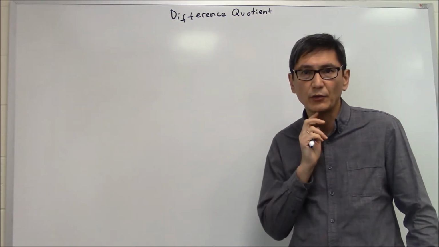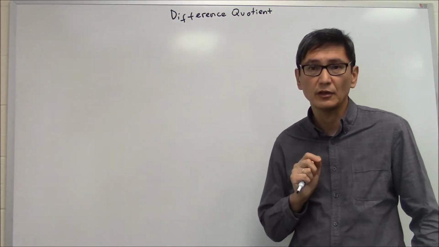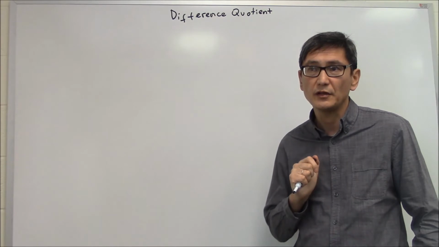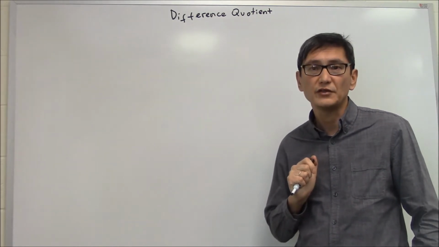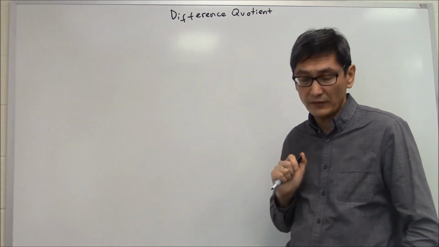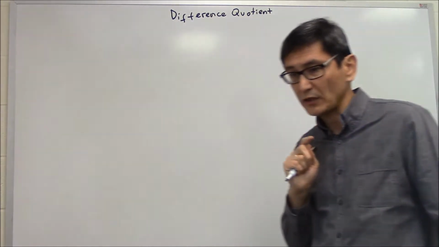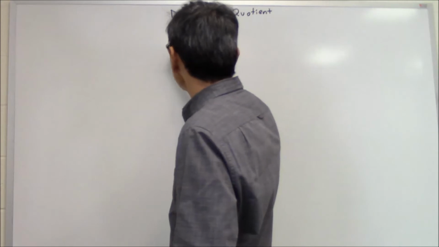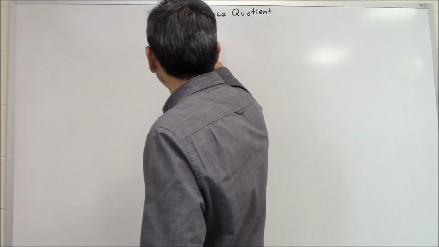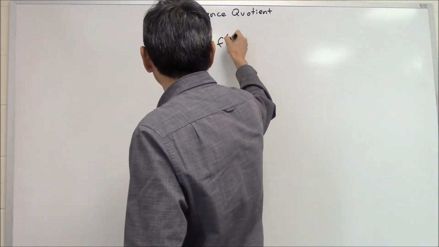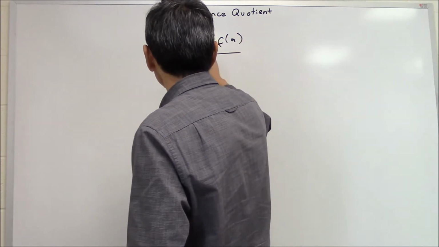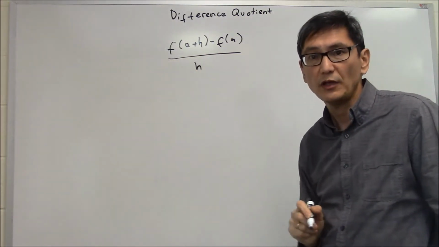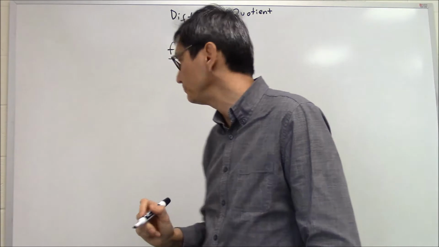In this class, we're going to be talking often about difference quotient, the concept which is going to lead us to the slope of a tangent line and to the derivative. So what is the difference quotient? Difference quotient is an expression f of a plus h minus f of a over h. I'm going to calculate difference quotient for a couple of examples.